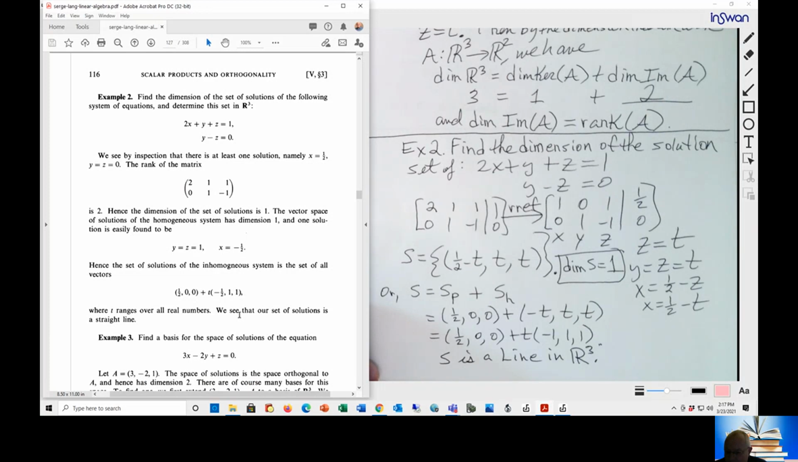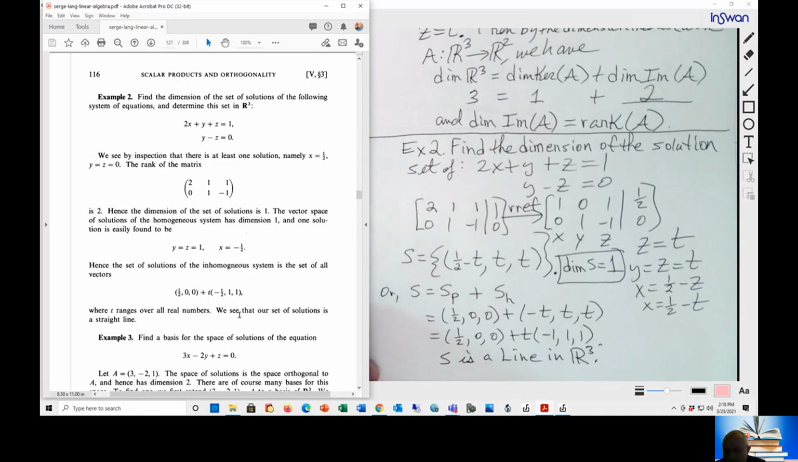And then from the second equation, we see that y is equal to z, which is equal to t. And from the first equation, x is equal to 1 half minus z. So x is 1 half minus the parameter t. So one way of writing the solution set would be: the solution set S is the set of ordered triples having this format: 1 half minus t, comma, t, comma, t, where t is any real number including 0.